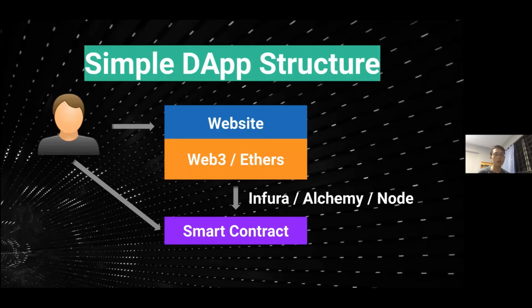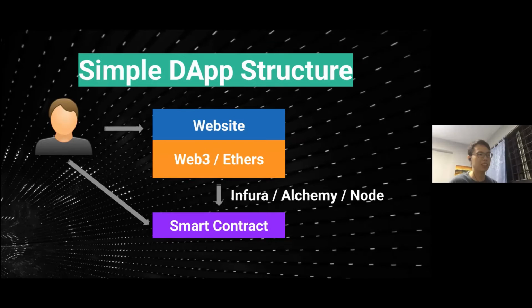So what does a dApp look like? As a user, there are, I would say, two kinds of users. One is your average user. They would go to a website, and that's where your dApp is, where you have a nice interface for them to interact with your smart contract.